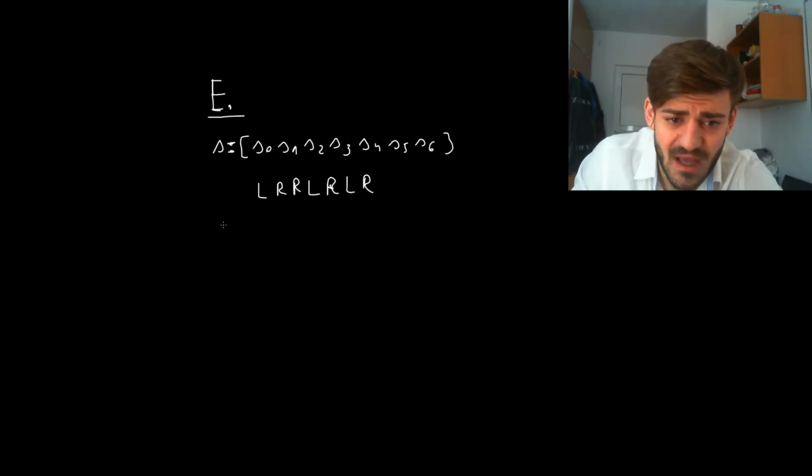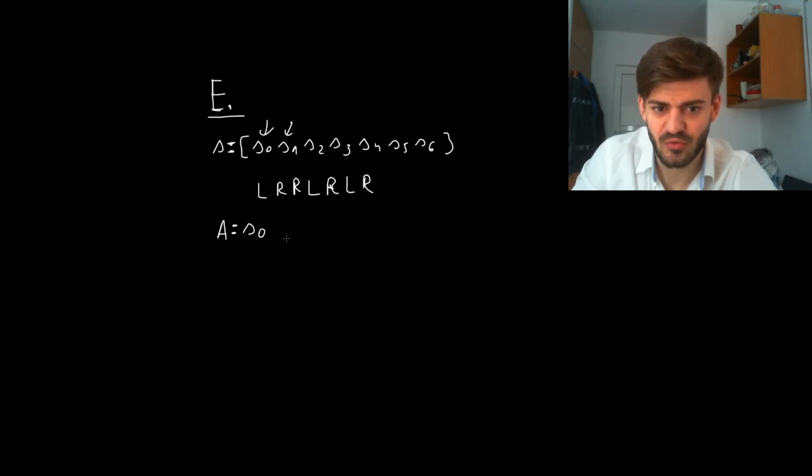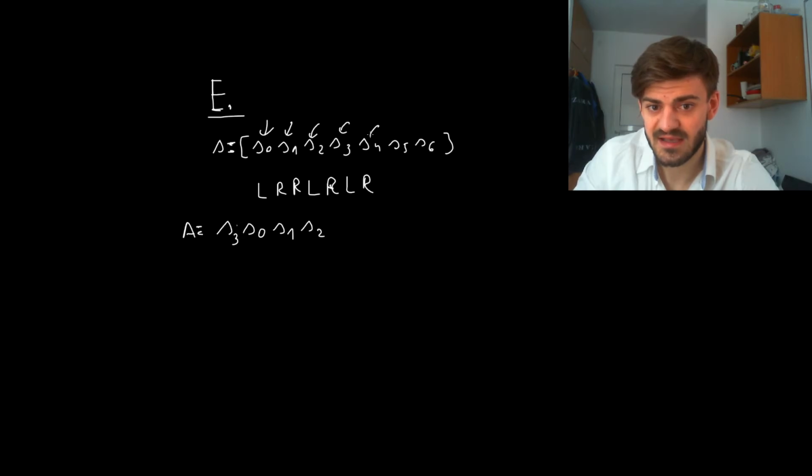So let's take a look at what happens here. Well, S0, left move, alright, S0, perfect. S1, right move, alright, S1. S2, right move, alright, S2. S3, left move, alright. Now, S4, right move, okay. S5, left move, okay. So S5, that's the A. And of course S6, right move.